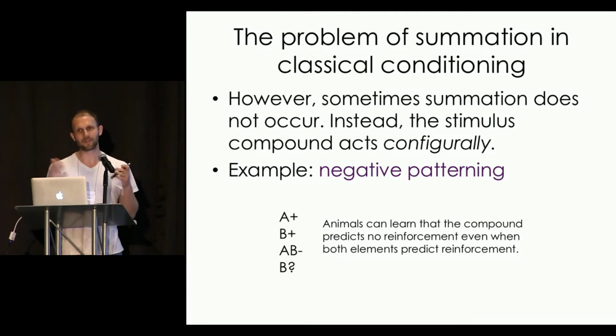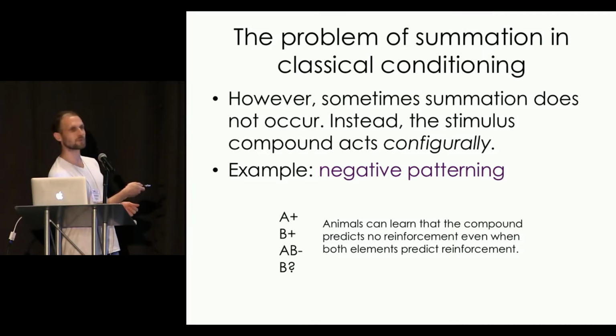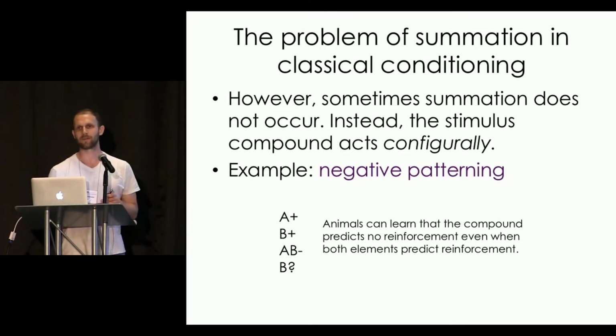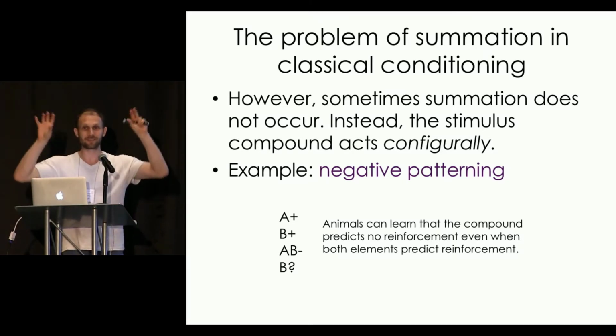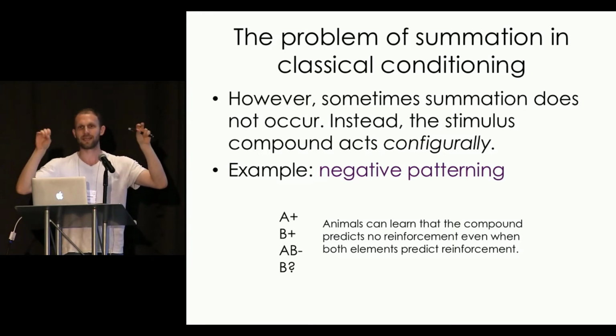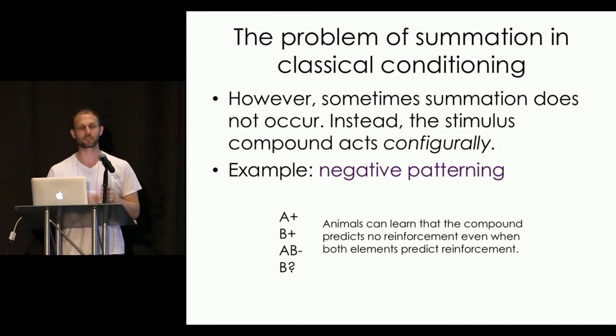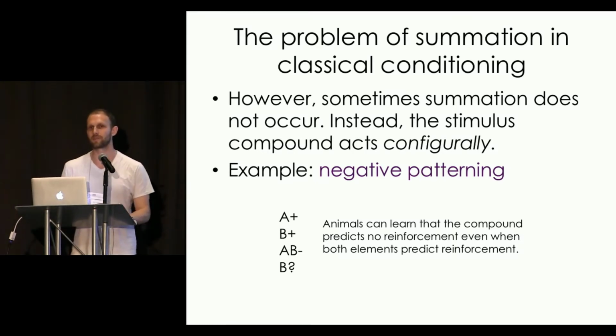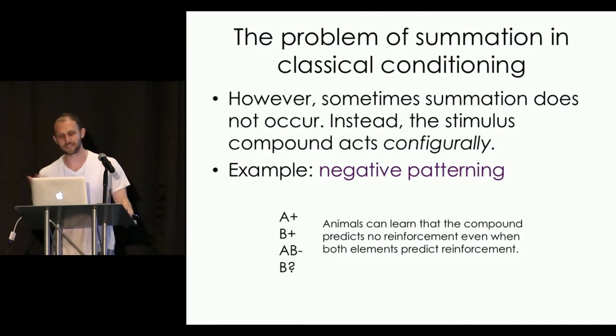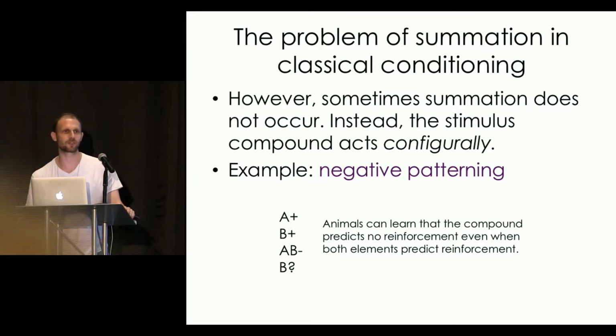The critical observation is that this compound non-reinforcement does not significantly decrement the response to the stimulus by itself. So somehow the animal has learned that B can predict reward by itself, but when it's put in compound with A, that's a different thing. It's a different configuration that will acquire its own associative strength, and these things will be separate. So it's a very clear violation of the elemental assumption of these models that things have to summate, right? So that leads to a puzzle: why does summation occur sometimes and not other times?